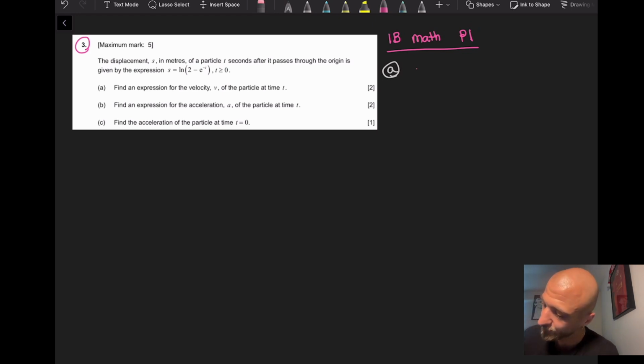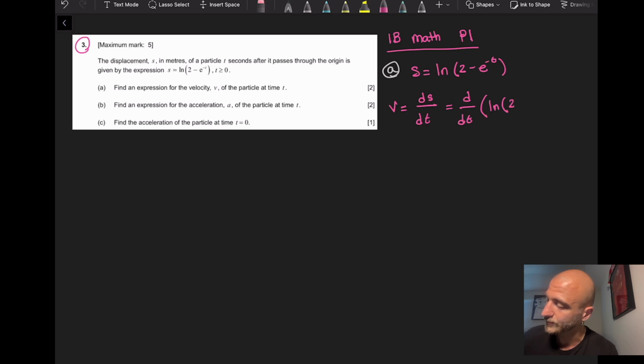We have an expression for displacement: s is equal to the natural logarithm, ln, of 2 minus e to the negative t. To figure out the velocity, we need to take the derivative of displacement with respect to time, so we use this notation ds/dt. I'm going to rewrite this as d/dt, the derivative with respect to time, of the original function we were given, 2 minus e to the negative t.